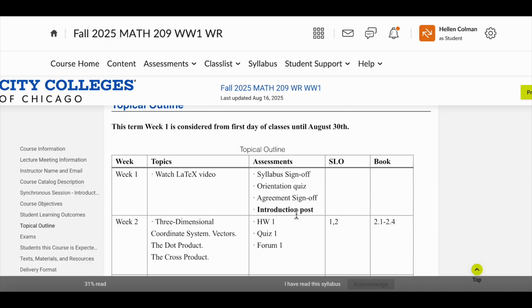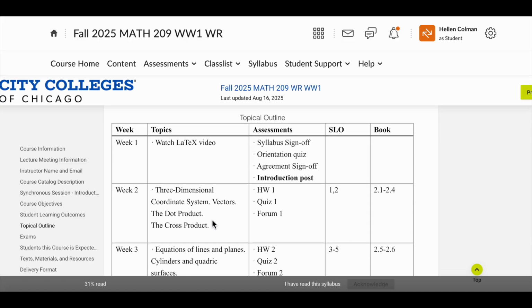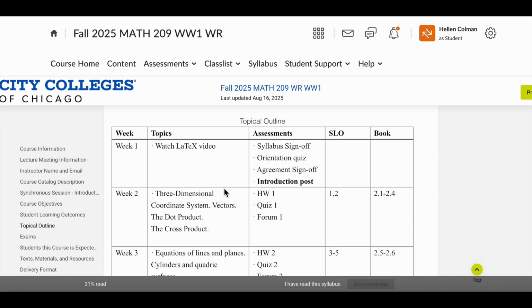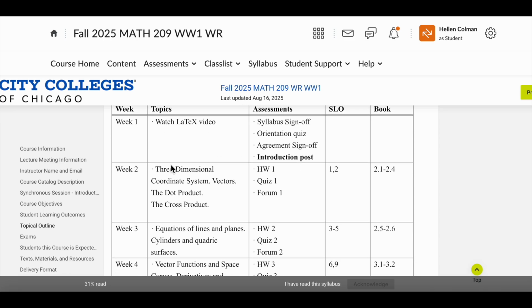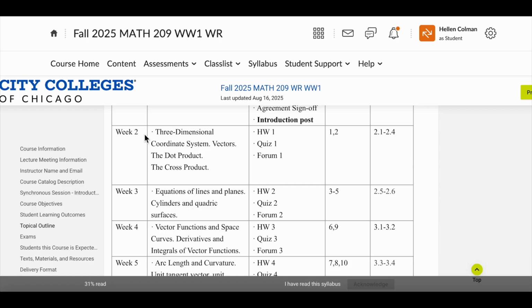The topical outline of this class tells you how each week is going to be organized. So what topics we are going to cover each week. In week 1, I already said, essentially you have to learn LaTeX. And you have to post your introduction. In week 2, these are going to be the subjects that we are going to cover.